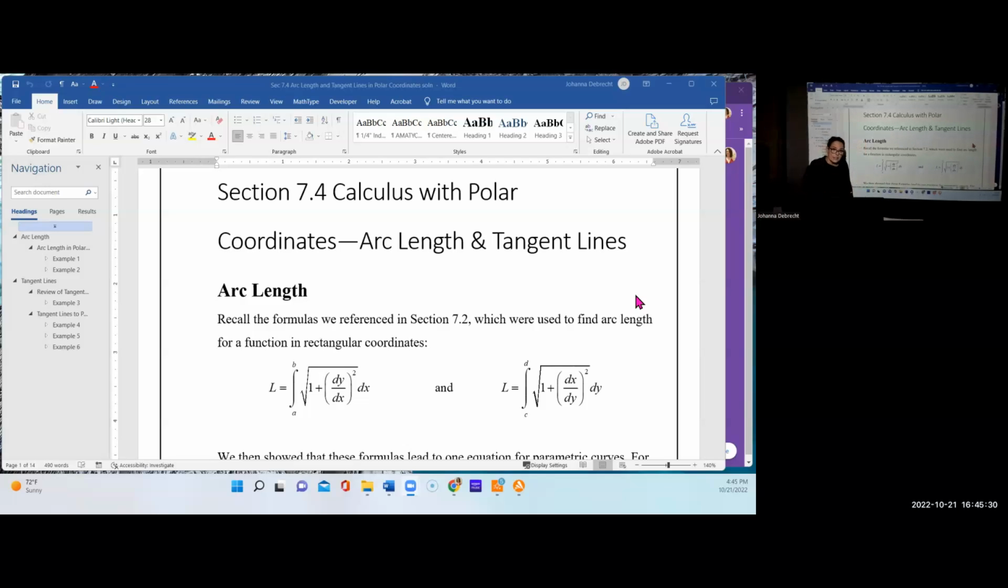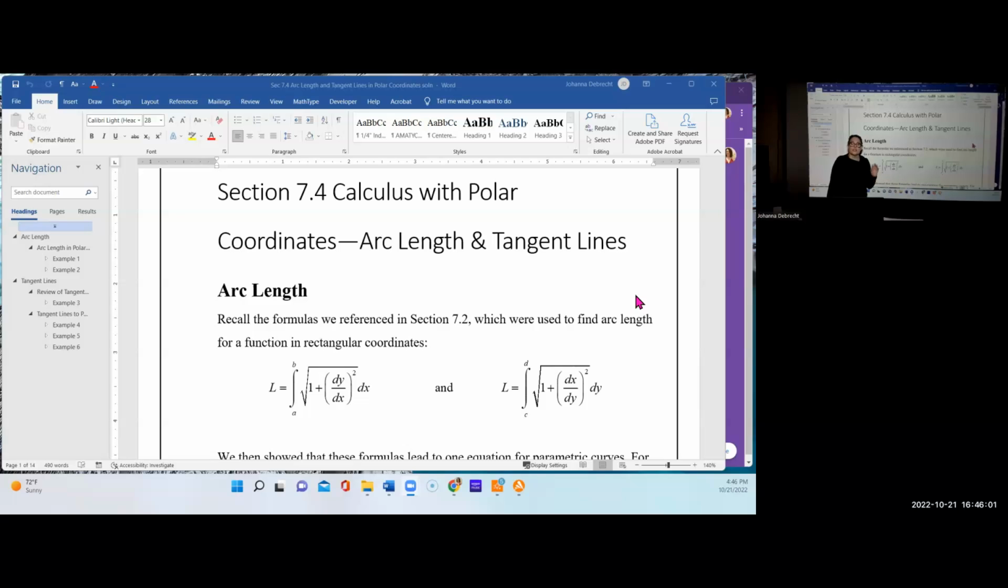Now, in the rectangular coordinate system, you have two equations for arc length, depending on whether you're integrating with respect to x or integrating with respect to y. So the one on the left is the integral with respect to x. This is the normal one that we use most of the time. This gives us dy/dx underneath the radical, squared, plus 1. Take the square root of that and integrate from x equals a to x equals b.